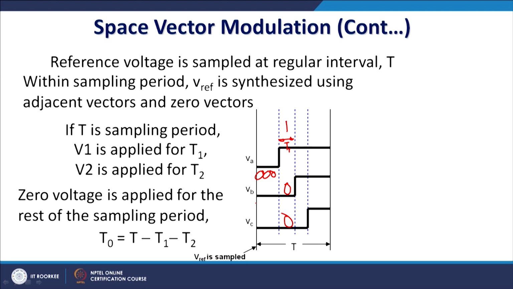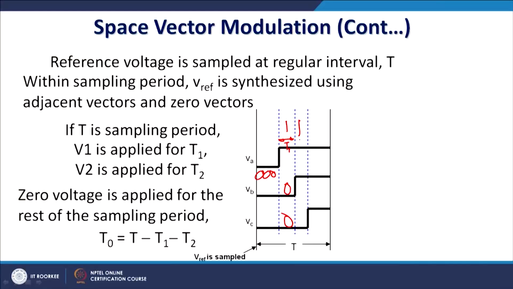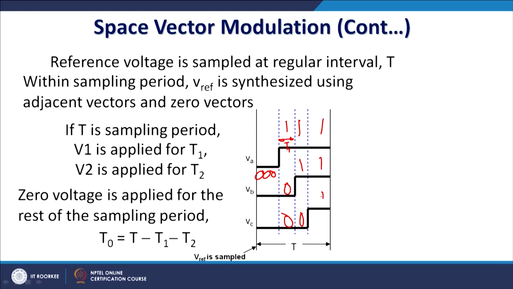After this time T1, you have to apply the voltage V2, and what is this bit combination of V2? It is 1 1 0. So, rest of the time, you get the desired voltage, but you are left with some time, you have to fill the cavity, and we want 1 bit change. For this reason we apply 1 1 1.